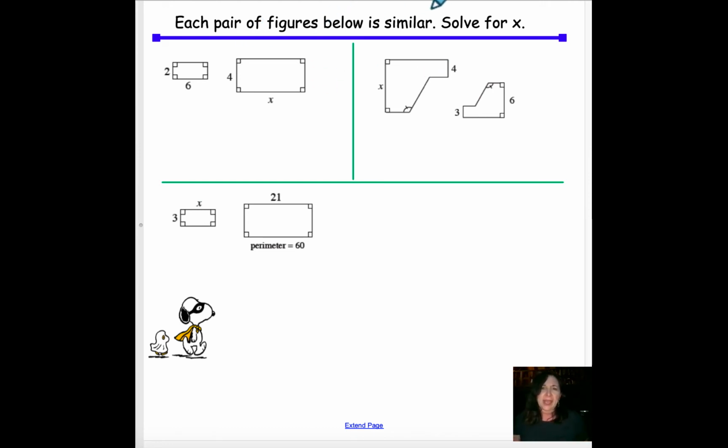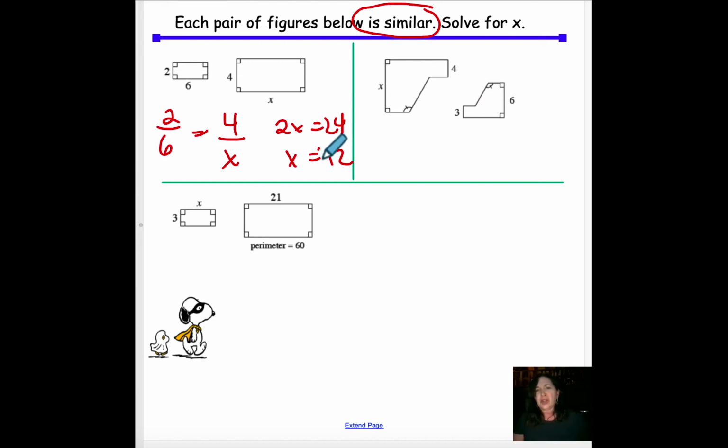For these, we're going to solve for x again. And again, it's not asking me to figure out if they are or aren't similar. It's telling me, hey, these are similar, and let's find x. So we're going to compare these. I'm going to go 2 is to 6 as 4 is to x. I went height is to base as height is to base. That's what I did. So 2 is to 6 as 4 is to x. I'm going to cross multiply. I get 2x equals 24, so x is equal to 12.